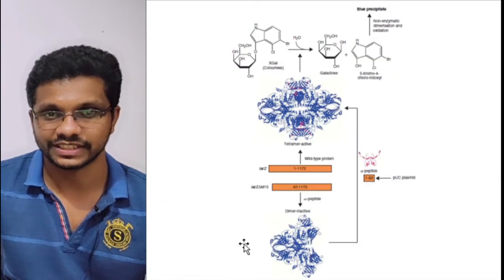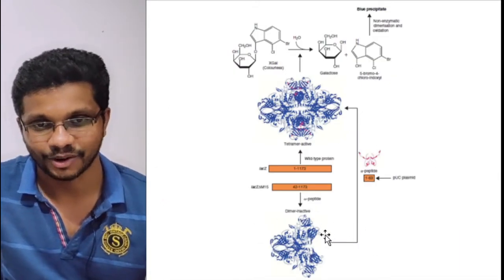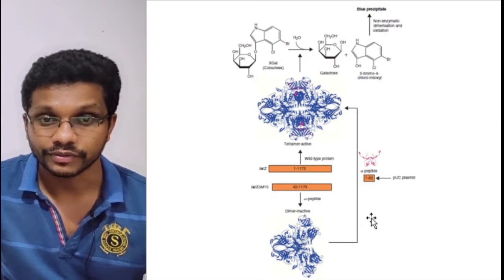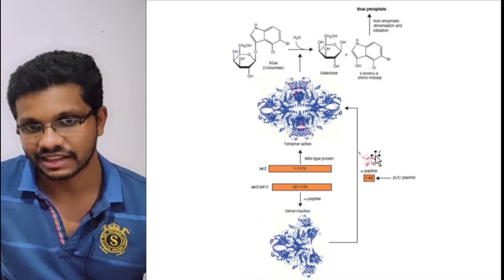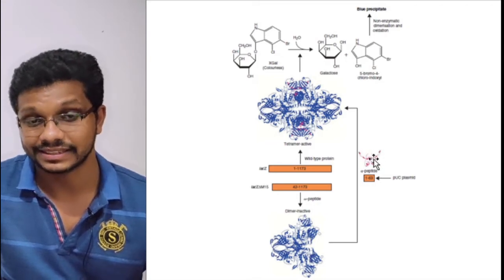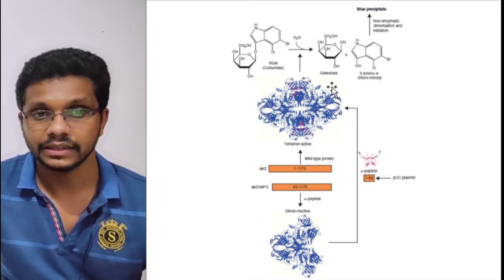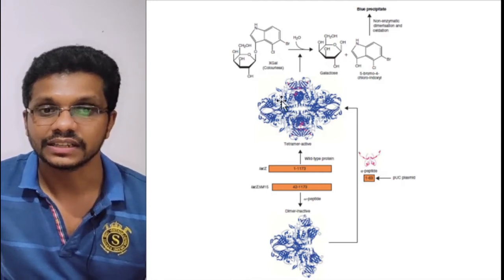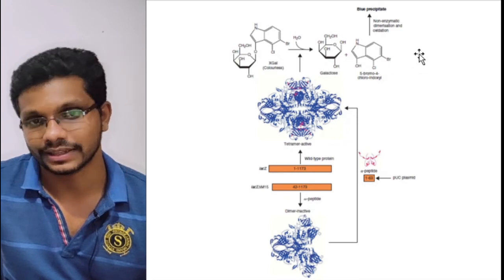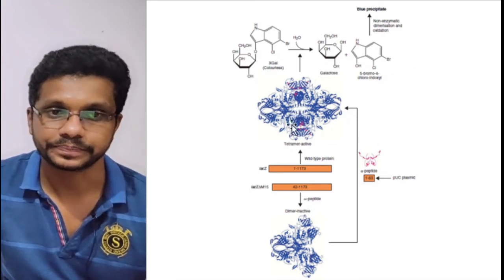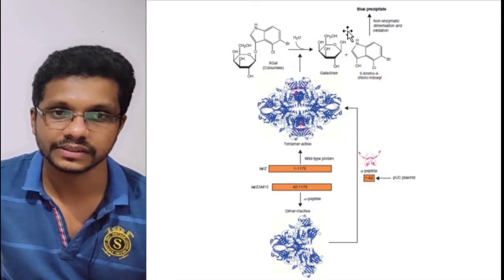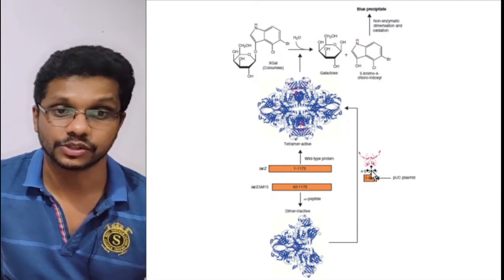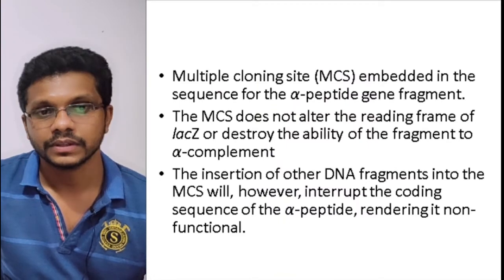If you want to see the real image, here is how it looks. This is the omega peptide, which is inactive. When it combines with this small alpha peptide produced by the lac gene, it will form a tetramer, and this tetramer is able to convert lactose into other compounds. So the beta galactosidase will work in the presence of alpha complementation.